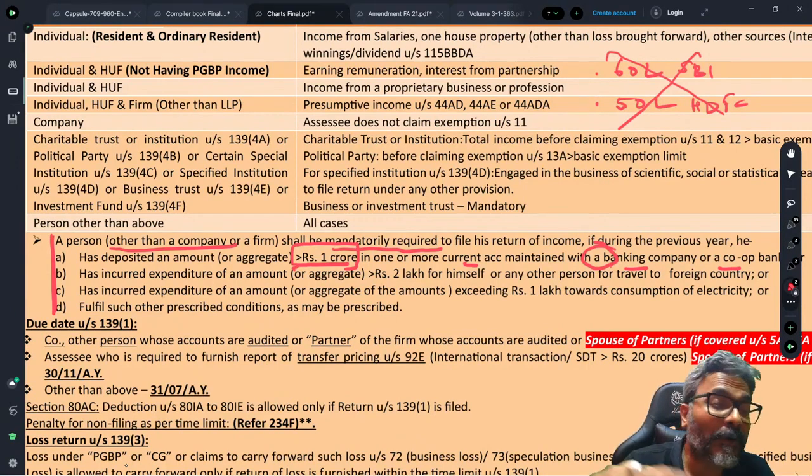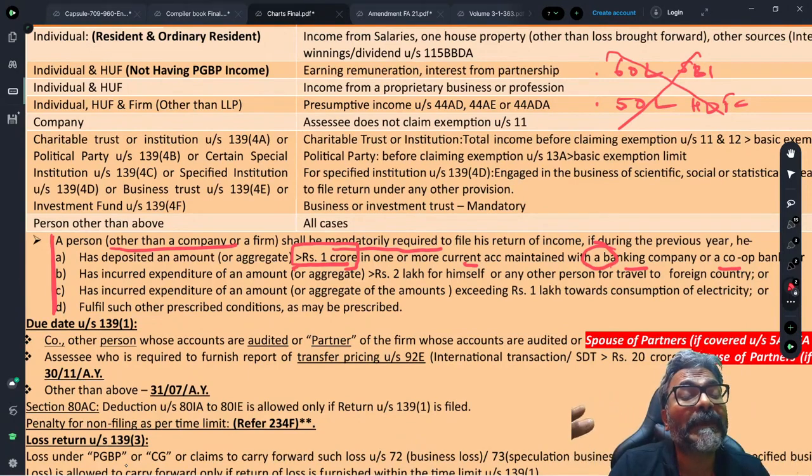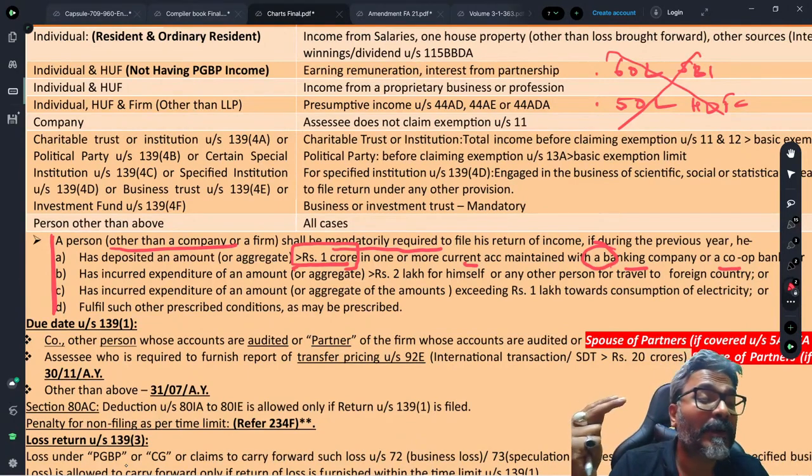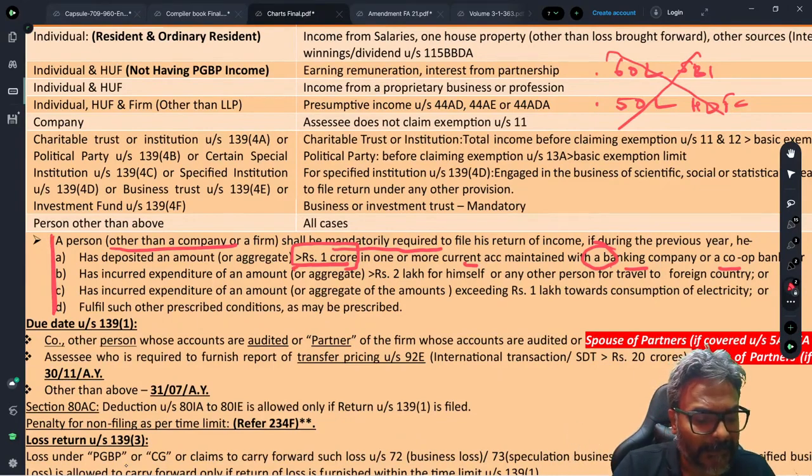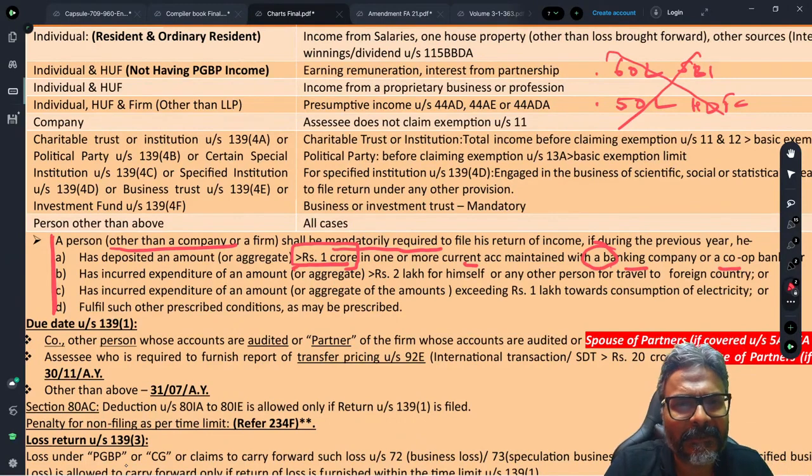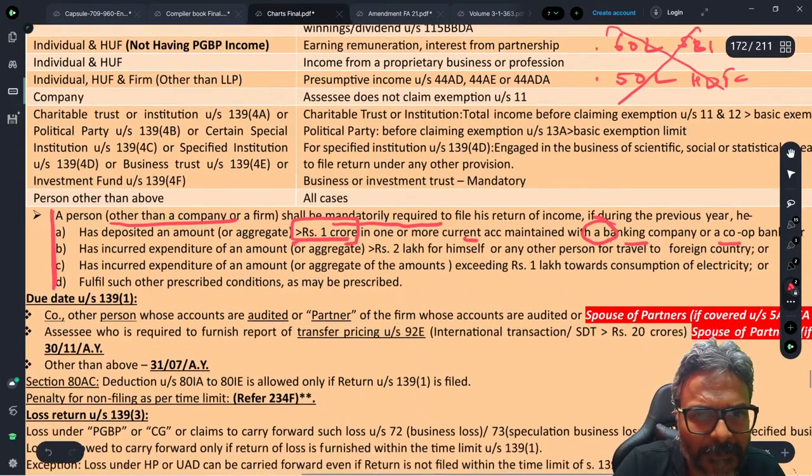10 lakhs is the limit of the various deposits which are made in aggregate in a current account, or maybe in a saving account, doesn't matter. So you are making a deposit of rupees 10 lakhs or above with that particular banking company. So therefore the banking company will be required to file the AIR and report that particular transaction with the Director General of Income Tax Investigation. Is that clear to all of you, students?